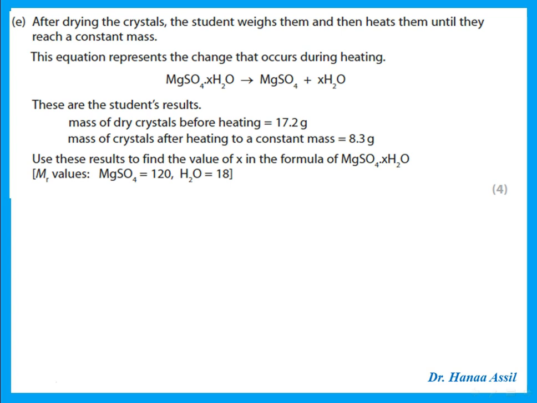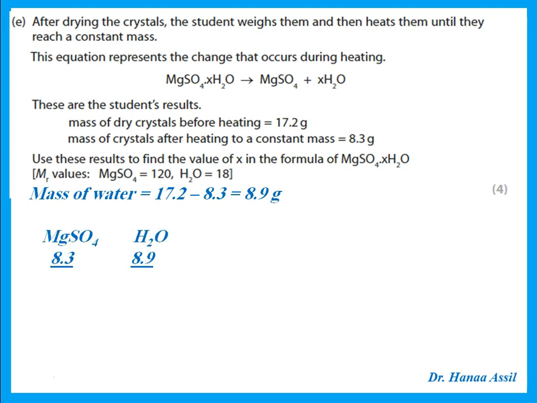How do we do that? So he has removed all the water and the mass of the magnesium sulfate is 8.3. But what would be the mass of the water? The mass of the water is the difference between the initial mass of the hydrated crystals and the final mass of the magnesium sulfate. So that means I have 8.9 grams of water. Now we do it as if we're doing empirical formula. We say we have 8.3 grams of magnesium sulfate. We have 8.9 grams of water. How do we do empirical formula?